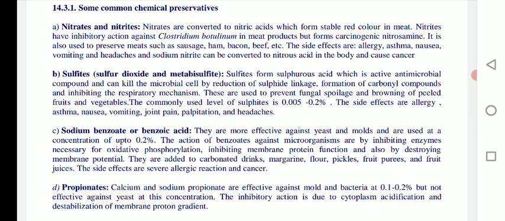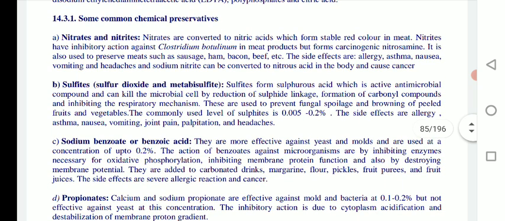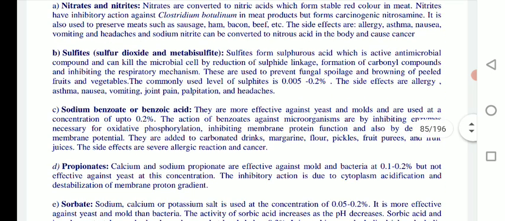So the side effects are allergy, asthma, nausea, vomiting, headache, and sodium nitrate can be converted into nitric acid by the body and cause cancer. So this is problematic as far as our body is concerned. So it causes several allergic reactions like asthma, nausea, vomiting, headache, and further it leads to cancer causing agents. Then in case of sulfides, it includes sulfur dioxide and metabisulfite.